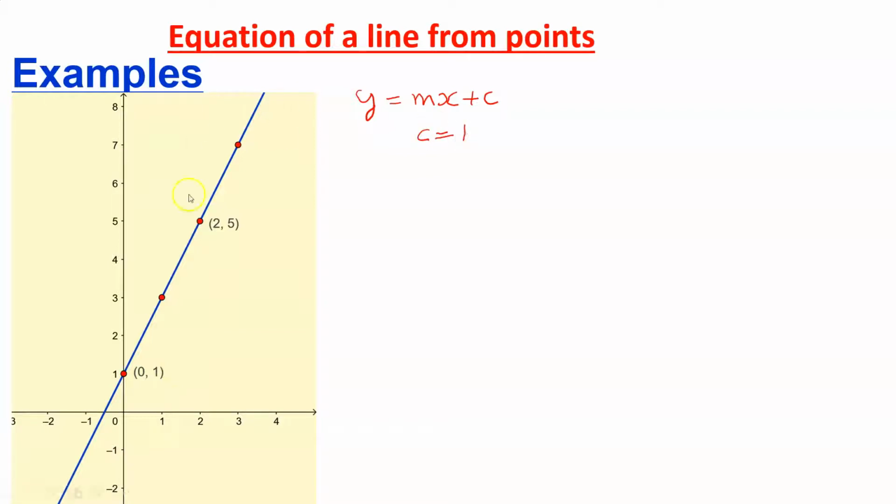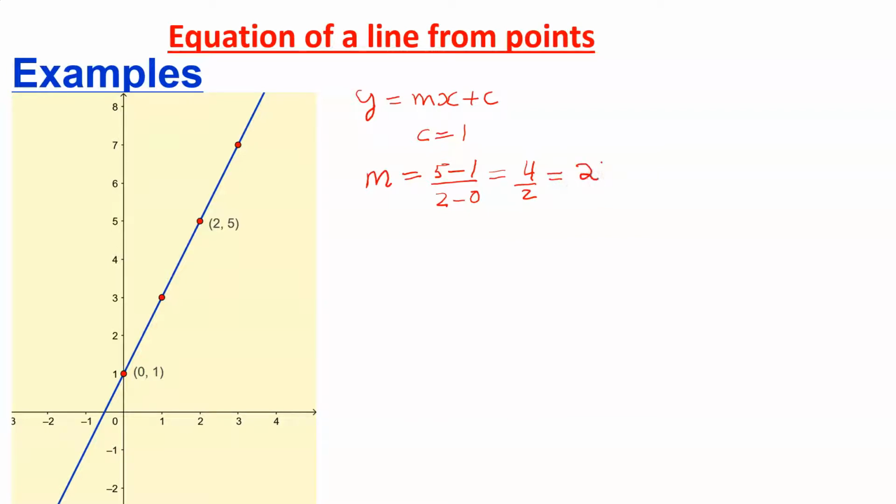Okay. How do we find our m? Well, m is increase in y divided by increase in x. So what is the increase in y? Well, the y increases from 1 to 5, so that's 5 take away 1. What is the increase in x? The x moved from 0 to 2, so that's 2 take away 0. That gives you 5 take away 1, which is 4, 4 divided by 2, so our m is 2.